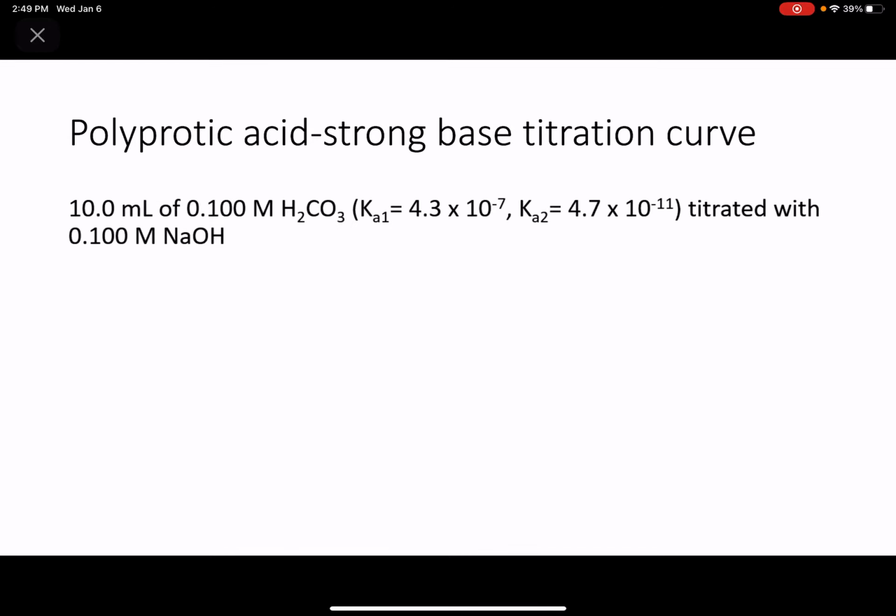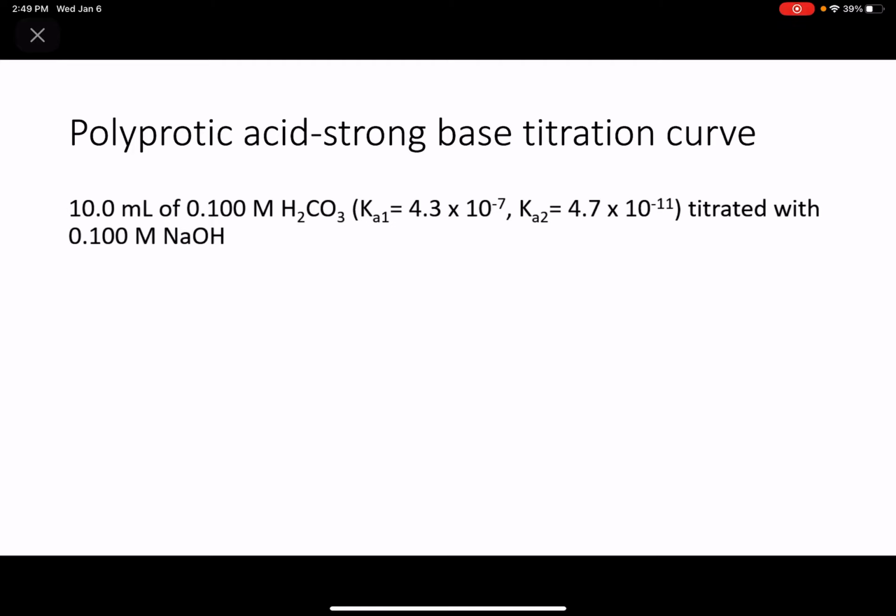So, for example, if we had 0.1 molar carbonic acid, 10 milliliters of it, we'll start with that. We've got a Ka1 of 4.3 times 10 to the minus 7, a Ka2 of 4.7 times 10 to the minus 11, and we're going to titrate it with our standard 0.1 molar sodium hydroxide.